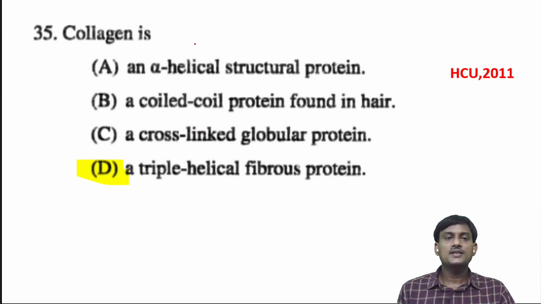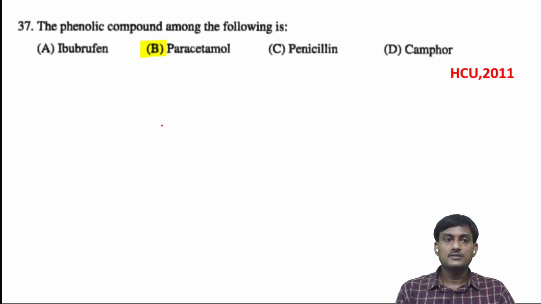Collagen is a structural protein. In this structural protein, we can find a triple helical fibrous protein. We have 3 helices, and the structure of each helix is fibrous. So, what is the correct option? D is the correct option.